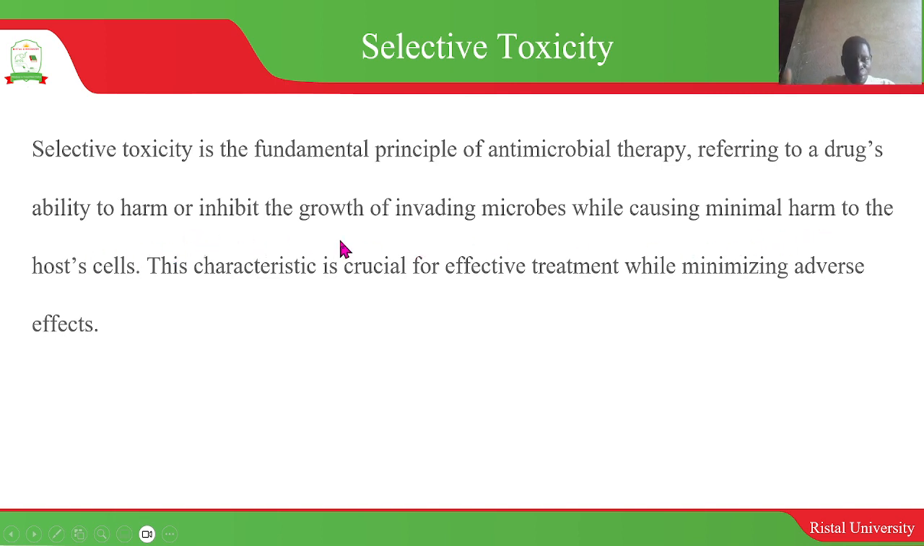So that's how we still have the side effects and the adverse reactions that happen, but the target is that we need to get rid of the microorganism. So that is what we call the selective toxicity principle. This characteristic is crucial for effective treatment while minimizing the adverse effects.